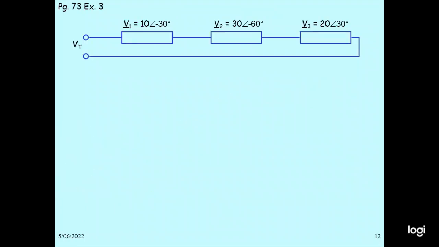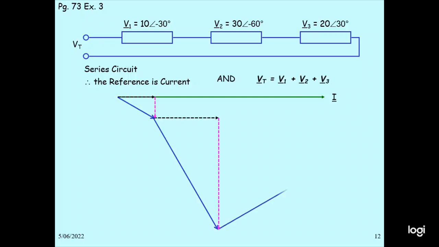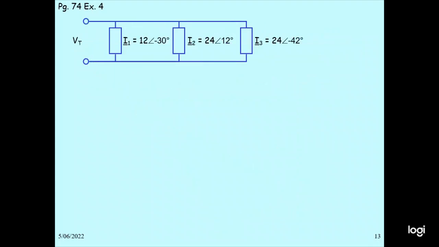V1 is 10 angle minus 30, V2 is 10 angle minus 60, V3 is 20 angle 30. You add. So this is the reference current I. So this is V1, V2, V3. We measure the magnitude, and then the final diagonal. There will be the total magnitude, and this is 27.11 degree. Next, I1 is 12 angle minus 30, I2 is 24 angle 12, I3 is 24 angle minus 40.